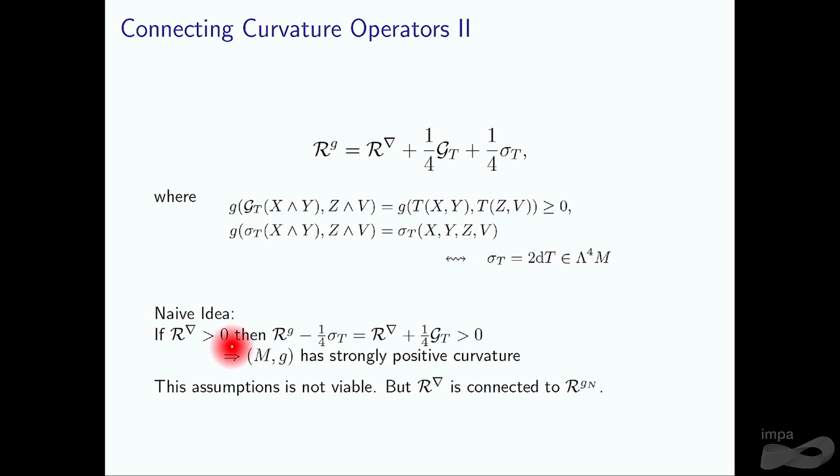So the naive idea is, suppose you can prove that the curvature operator of the canonical connection is strictly positive. Then the Riemannian curvature operator minus 1/4 sigma t would be equal to r nabla plus this term, which is non-negative anyway. And then we would be able to conclude that we have strongly positive curvature. Now that doesn't work out, but philosophically it's right. So in particular it means that the candidate for the 4 form is minus 1/4 sigma t. Good.